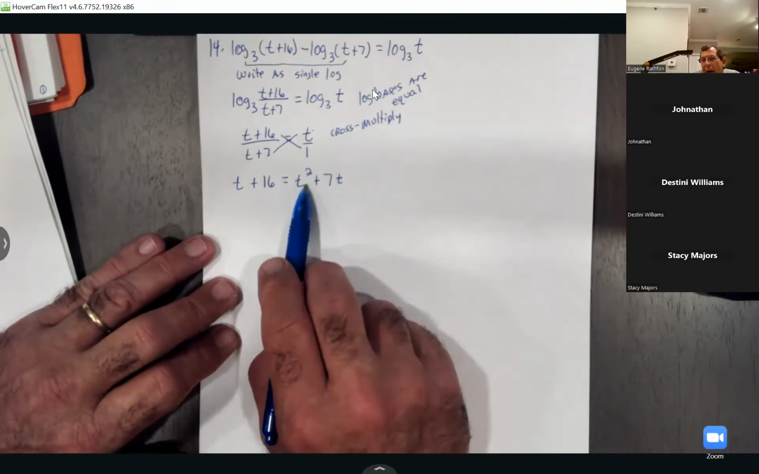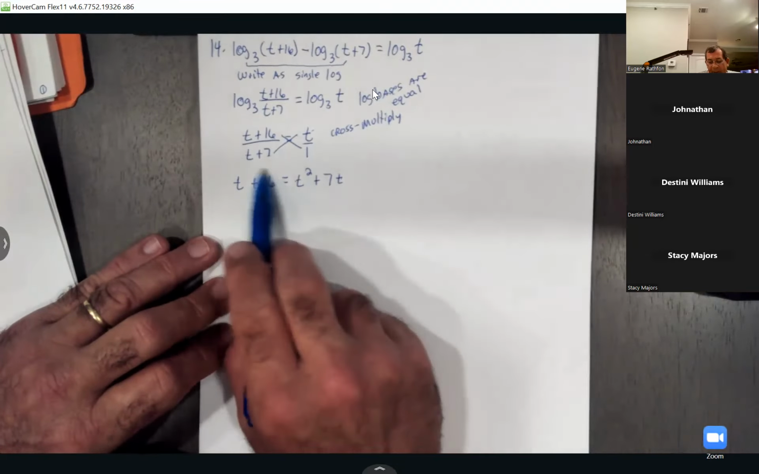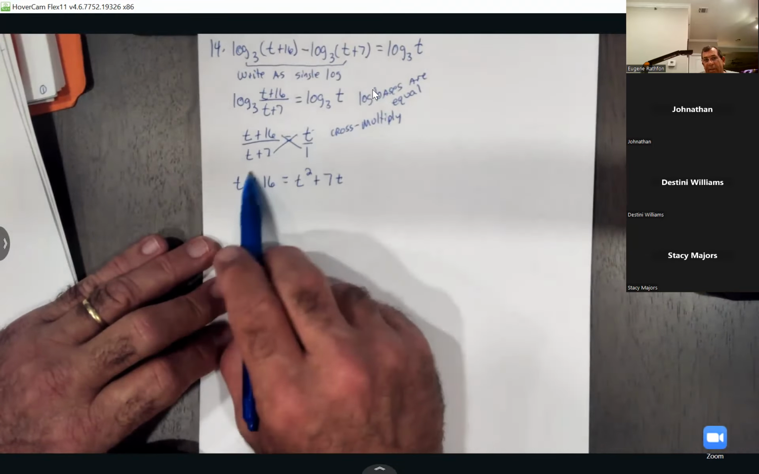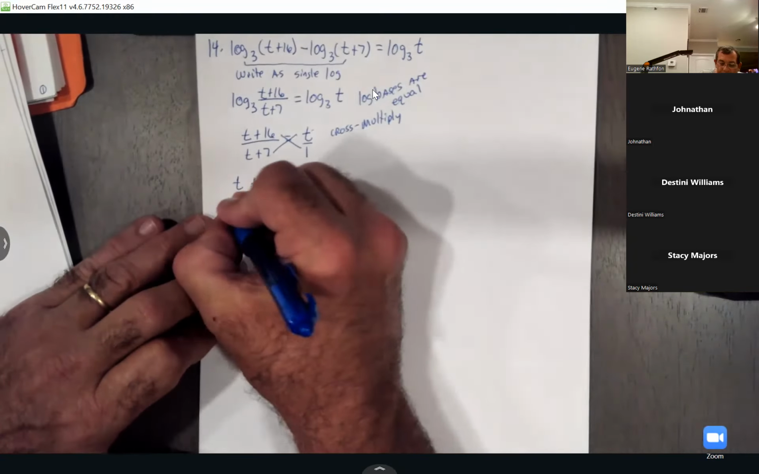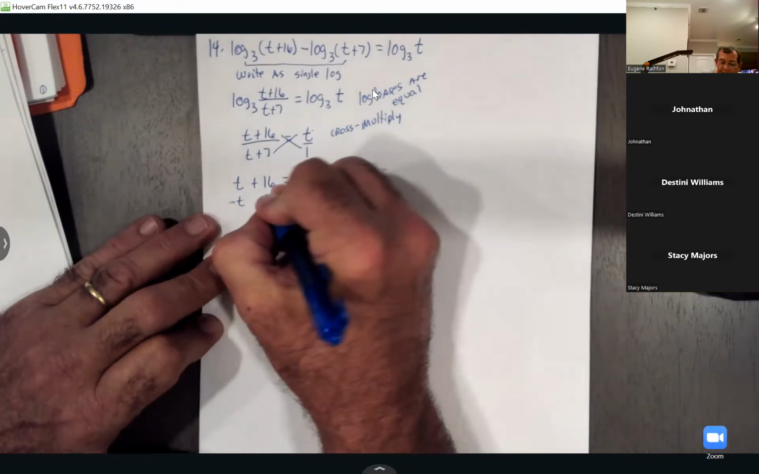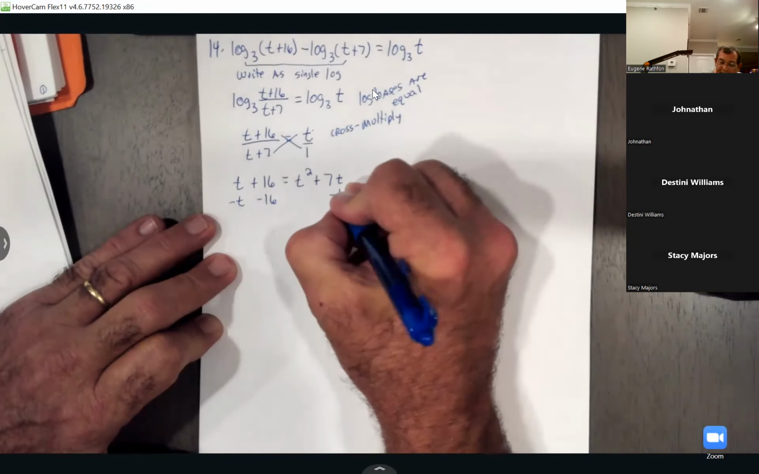We got a t squared term, so everything needs to be on one side equal to a 0 here. So you ought to get a 0 here. I'm going to subtract t and subtract 16 from both sides.